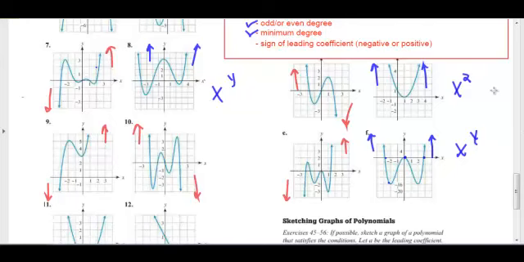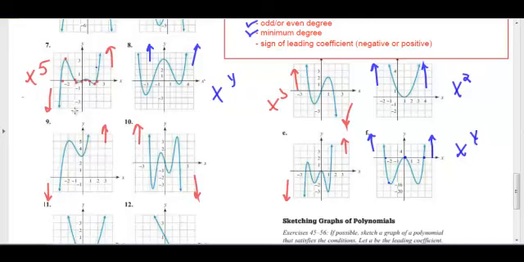Now let's look at the minimum degree of our odd graphs. This odd graph here has turning points 1, 2, 3, 4, so it has to be at least an x to the 5th. And when I look at my roots, I see 1, 2, 3, 4, 5. Okay, so x to the 5th. So the roots and the turning points tell me I have to have at least an x to the 5th graph. All right. Here, this one has 1, 2 turning points, so it has to be at least an x cubed. Has to be one bigger, and it has 3 roots, so yeah, x cubed is what I get. That is correct for this one.